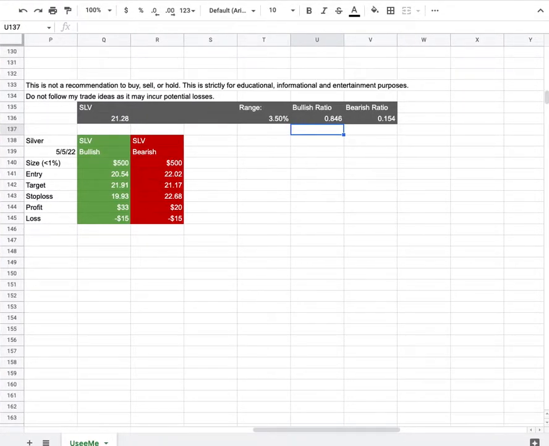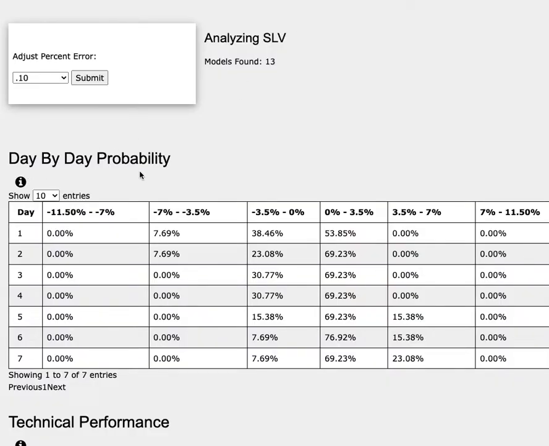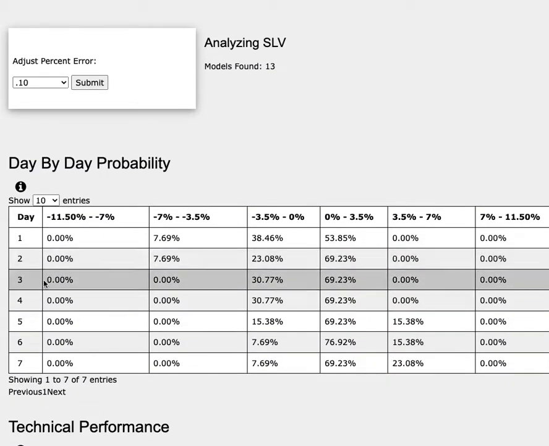So how did I develop these trade ideas? It all comes from the day-by-day probability model. As we progress to the 5th day or week of trading, silver futures has a 69% chance to climb between 0 to 3.5%, a 15% chance to climb between 3.5 to 7%, and to the downside it has a 15% chance to fall between 0 to negative 3.5%.